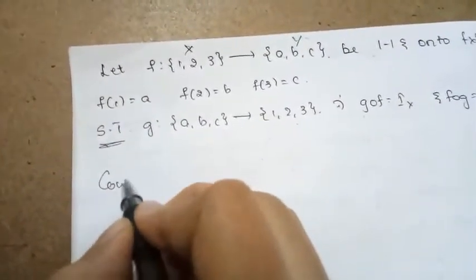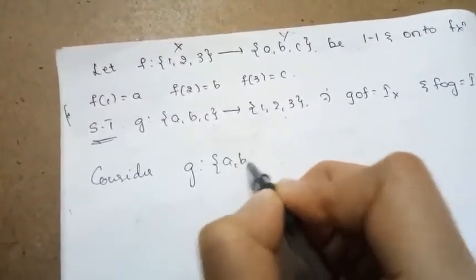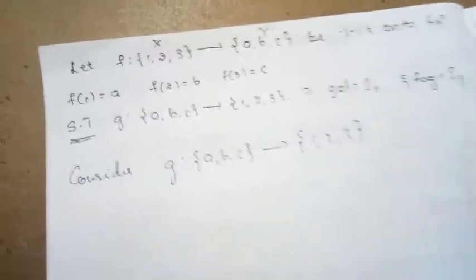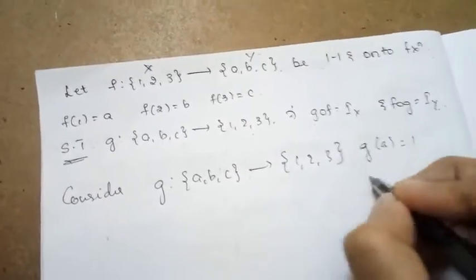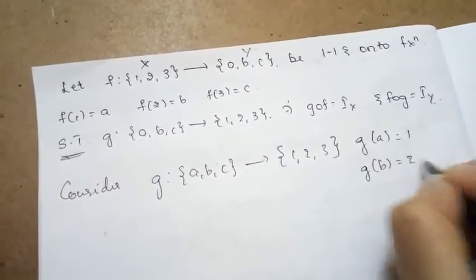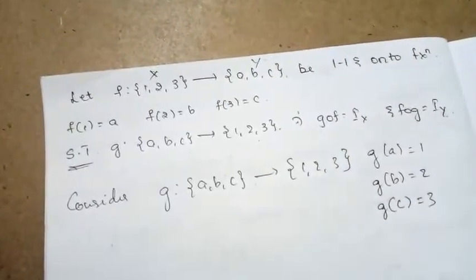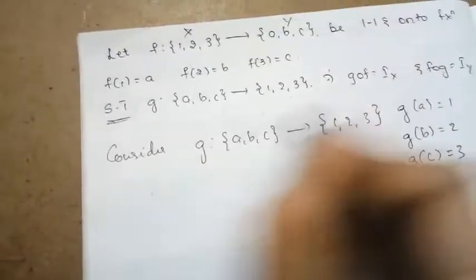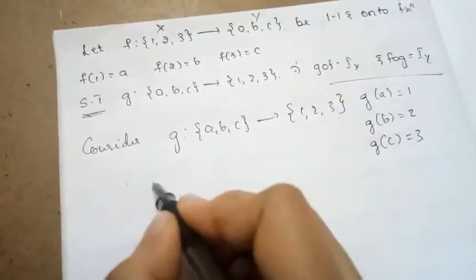To prove this, I am considering the function g from {a, b, c} to {1, 2, 3} itself, and I am defining this function as g of a is equal to 1, g of b is equal to 2, and g of c is equal to 3. First I have defined this function like this, and now I need to prove the conditions according to how I have defined it.